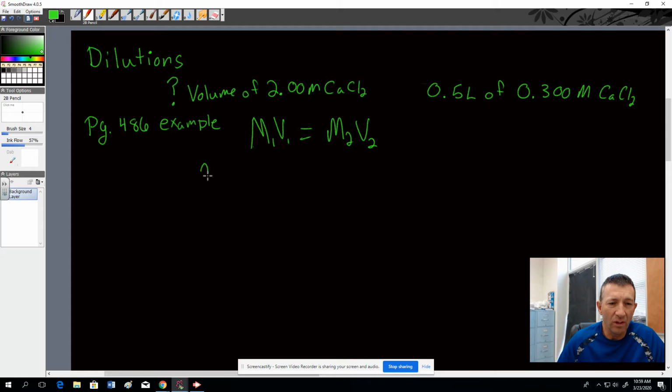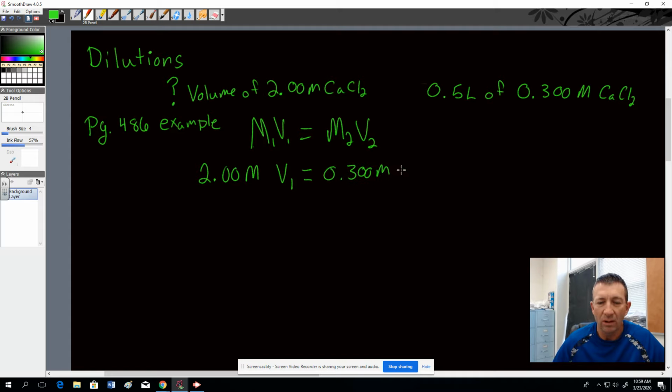So we're going to start out with some 2 molar. Sorry, I should have put the zeros on it. 2.00 molar calcium chloride, and we're solving for what volume of that we need. On the other side, we've got a molarity of 0.300 molar times the volume that we have of it, which is 0.5 liters. So we just go ahead and multiply those two together.